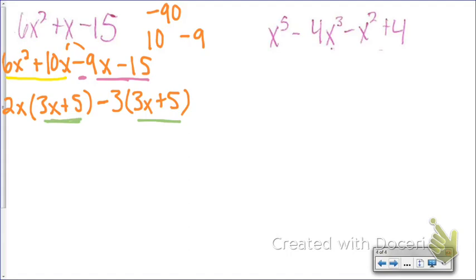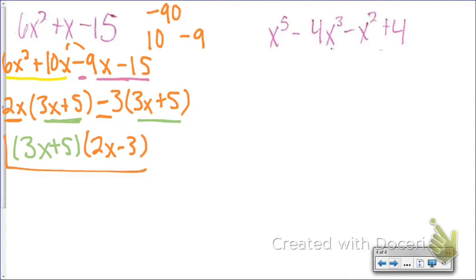So your final answer is going to be the part that matches, and then everything else that's not in the parentheses is your other factor. So what's not in the parentheses here is the 2x minus 3. So that's my second factor. So that is my final factored form. So if you look, we couldn't just take that 10 to the 9 that we originally found. We had to do a little bit more work.